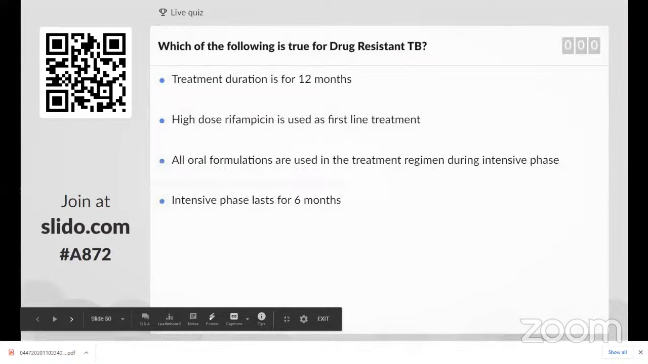Next question. This is about MDR tuberculosis. So which of the following is true about drug-resistant tuberculosis? Treatment duration is 12 months. High-dose rifampicin is used as a first-line treatment. All oral formulations are used in the treatment regimen during the intensive phase, and the intensive phase lasts for 6 months. Please vote. Which is true about drug-resistant tuberculosis? Many of us are now seeing MDR-related CNS tuberculosis. It's a little difficult disease to manage.